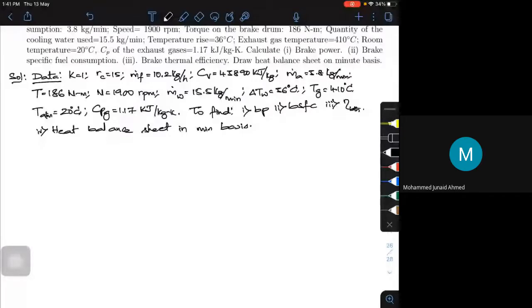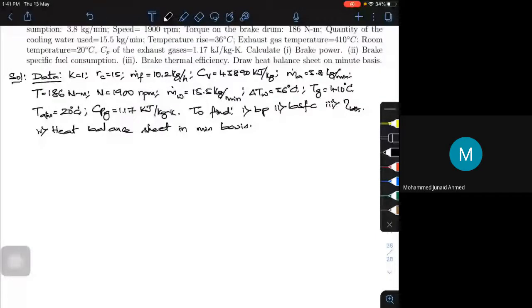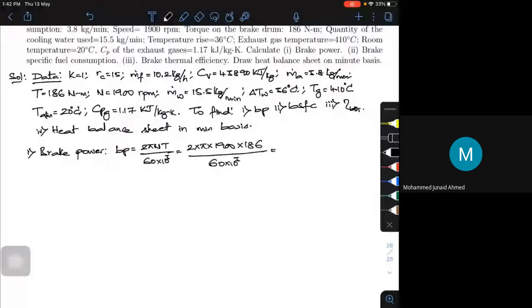That is, BP is equal to 2 pi nT by 60 into 10 to the power of 3, so we will get it in kilowatts. So 2 into pi into 186 Newton meter. If they have given kilonewton, you have to convert it to Newton, so you have to be careful. Divided by 60 into 10 to the power of 3. If I substitute everything, I am getting roughly around 37 kilowatts. I'll round it up: 36 point something, so 37 kilowatts.